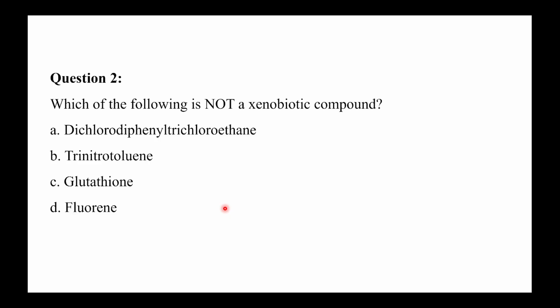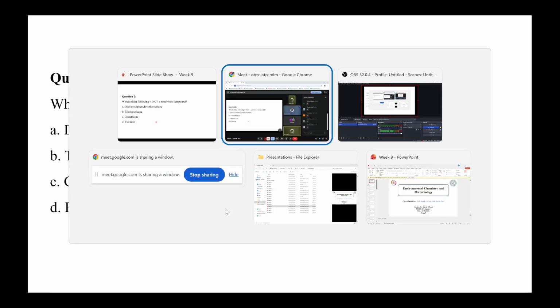Question number 2. Which of the following is not a xenobiotic compound? Options are: option A, dichloro-diphenyl trichloroethane. Option B, trinitrotoluene. Option C, glutathione. And option D, fluorine.